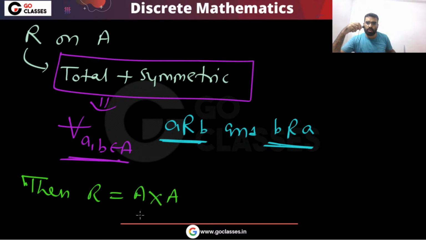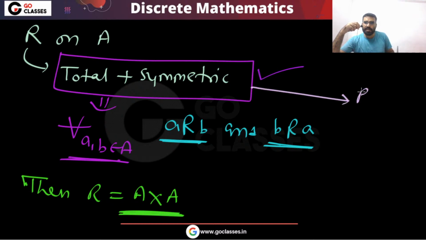I can say this is your cross product. This is the relation, the Cartesian product A cross A, because in this A cross A, every element of A is related to every element of A. So you can notice total plus symmetric. What that means is that every element of A will be related to every element of A. So this type of relation, total plus symmetric, means that your relation is A cross A.